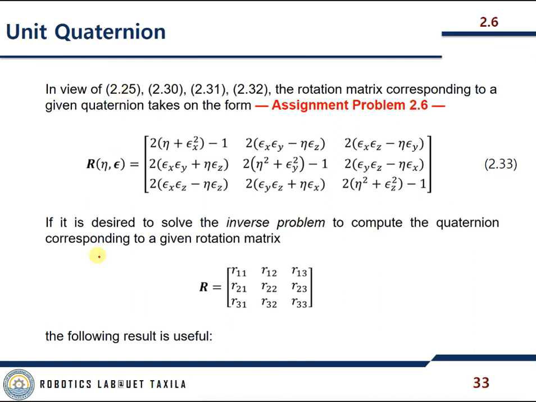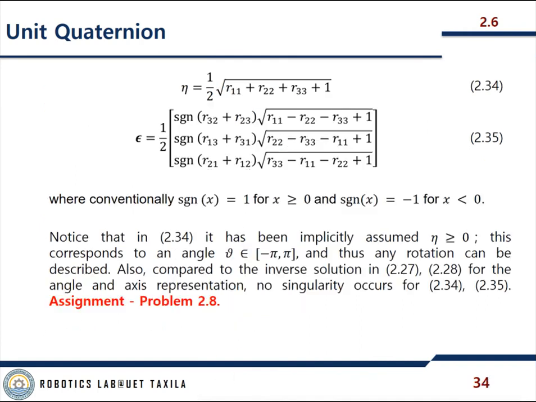In view of 2.25, 2.30, 2.31, 2.32, the rotation matrix corresponding to a given quaternion takes one of the forms like this. So this is another assignment problem. Please verify it. It is desired to solve the inverse problem to compute the quaternion corresponding to a given rotation matrix. And then the following result is useful.